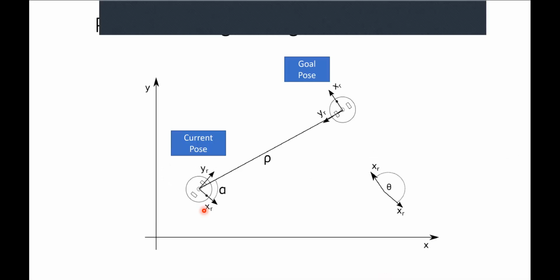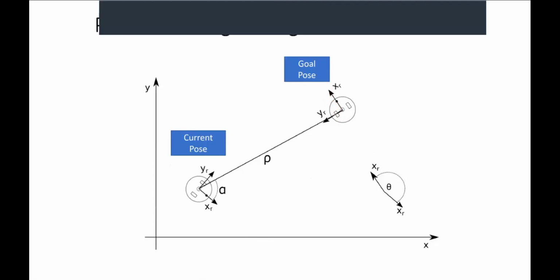So here I have my current pose of the robot. So the robot is facing down this way. And so that's why the xr is coming out of the front of the robot, right? Because if I move forward, then I'm moving it along this vector here. And I'm going to have some goalpost that is up here, right? So I want my robot to be up at this position, facing in this direction.